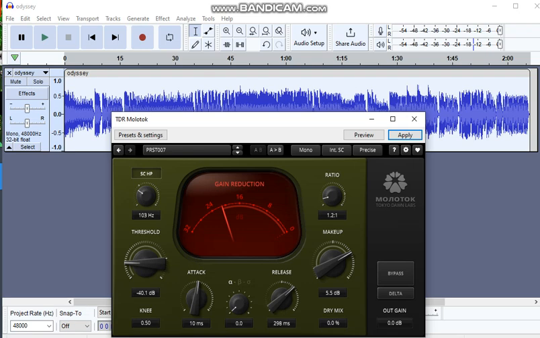If I can get it there. Well, close enough. Let's give it a listen. Now turn this off for a second. Now serial compression is downward compression.